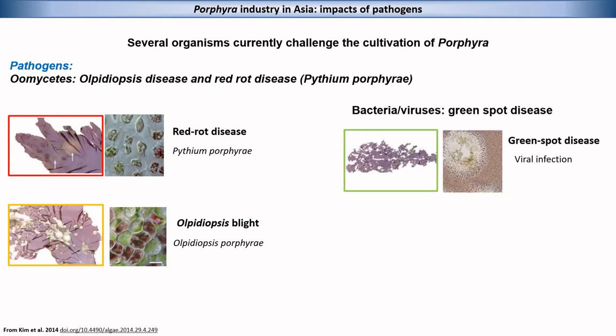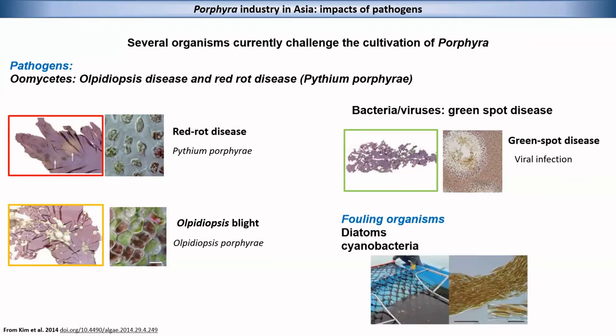There's also a third disease affecting Porphyra, called the green spot disease, which is caused by viruses and bacteria. And apart from those pathogens, Porphyra cultivation is also affected by fouling organisms like cyanobacteria and diatoms, which are firmly attached to the surface of the alga.